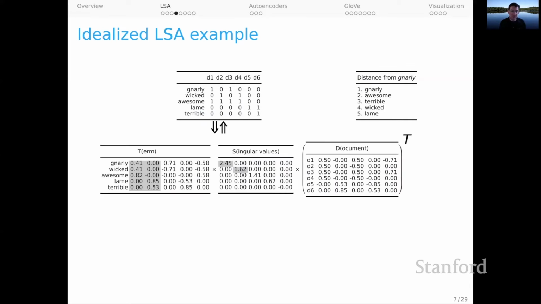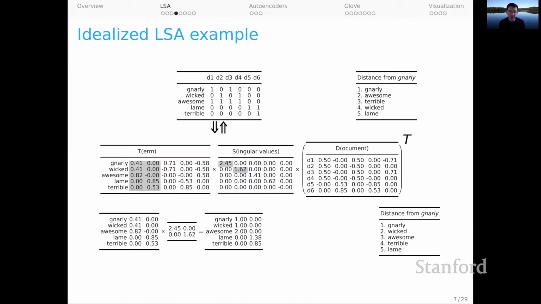So we perform singular value decomposition into these three matrices. And then the truncated part is that we're going to consider just the first two dimensions of the term matrix corresponding to these two singular values, capturing the top two sources of variation in the data. So we multiply those together and we get this reduced dimensional matrix down here, 2 by the size of the vocabulary. And if we do distance measures in that space, just as we were hoping, gnarly and wicked are now neighbors. The method has captured that more abstract notion of having the same neighbors as the other word.